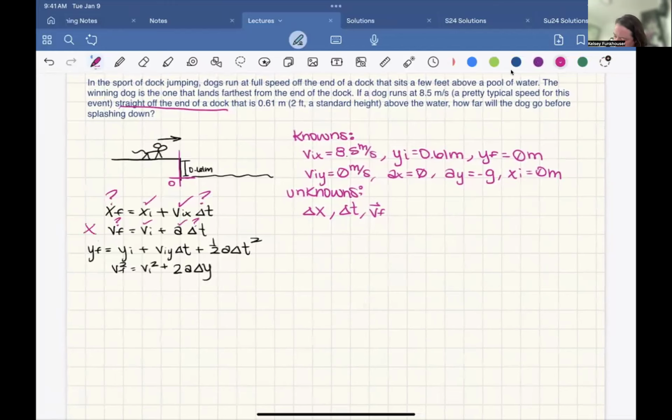Let's see. We know the final and initial positions for y. We know the initial velocity is 0. We don't know the time interval. We know the acceleration. Okay, this one only has one thing we don't know.